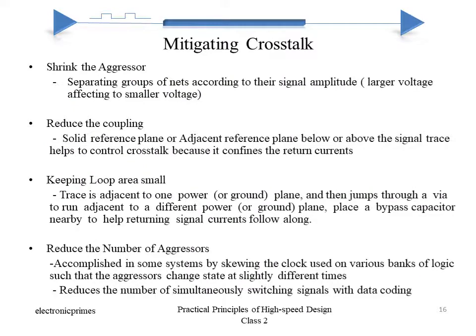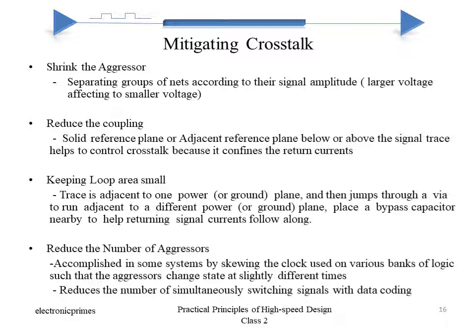So how do you mitigate crosstalk? Mitigating crosstalk: first, separating groups of nets according to their signal amplitudes. Suppose you have a larger voltage affecting a smaller voltage, then you can separate those groups of nets.